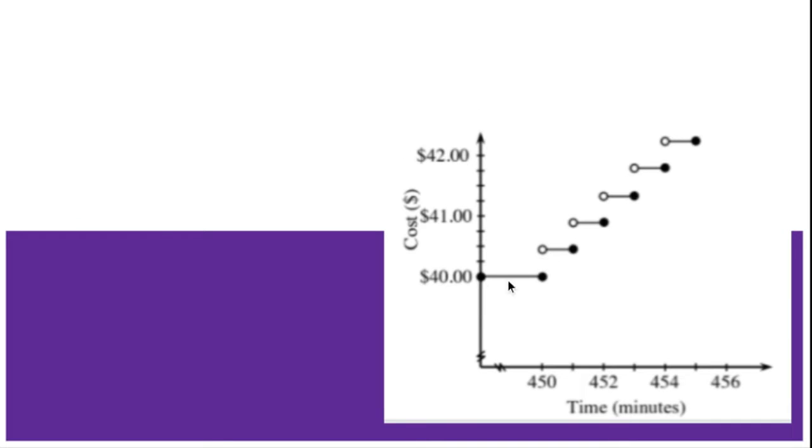So if you spend your 450 minutes and then it's like 450 minutes and 30 seconds, you still have to pay that 45 cents. There's no, like, maybe since you only spent half that time, you spend 15 cents. As soon as you start that next minute, you have to pay another 45 cents. So that's what this is showing.